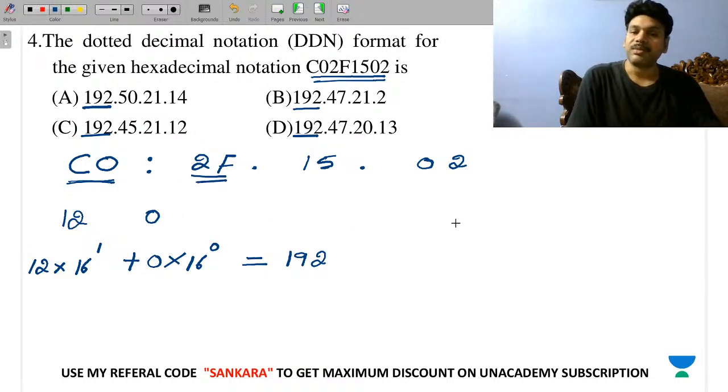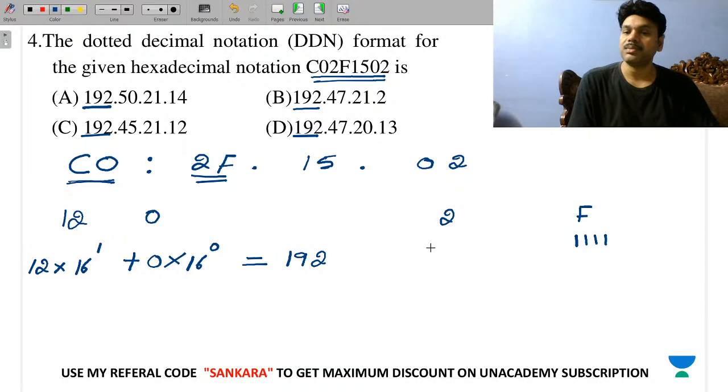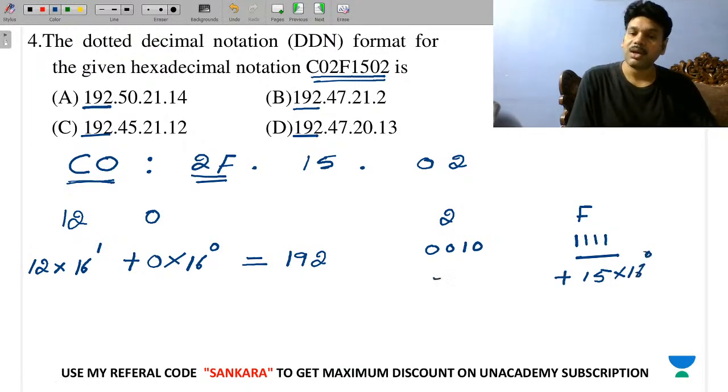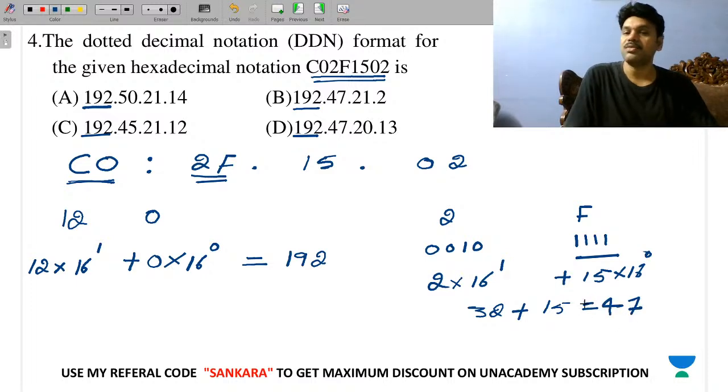Next you see 2F. When you are talking about 2F, F is nothing but 4 ones, and 2 is nothing but 0010. This is your 2, and that means F is 15. So 15 into 16 power 0 plus 2 into 16 power 1, that is 2 into 16, which is 32, plus 15 into 1, which is 15. Then you got the second octet as 47.